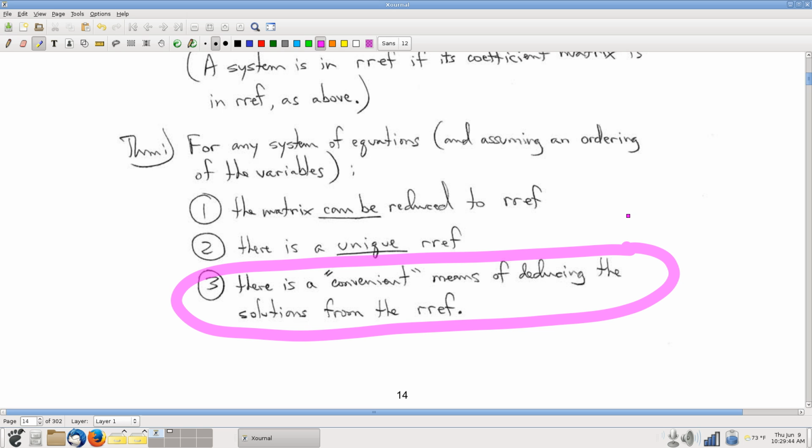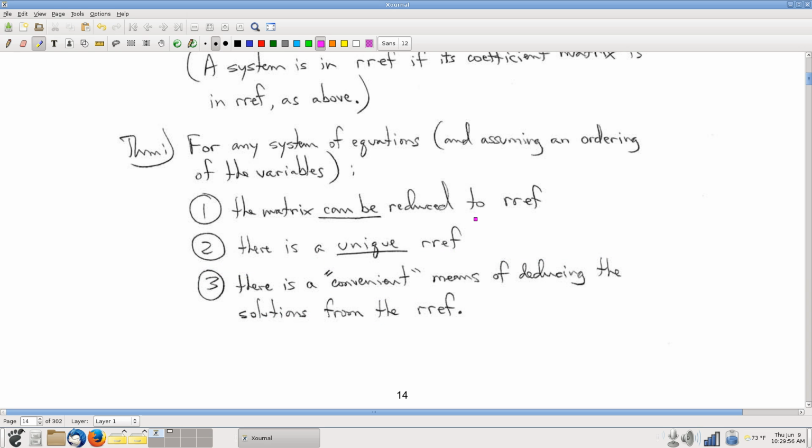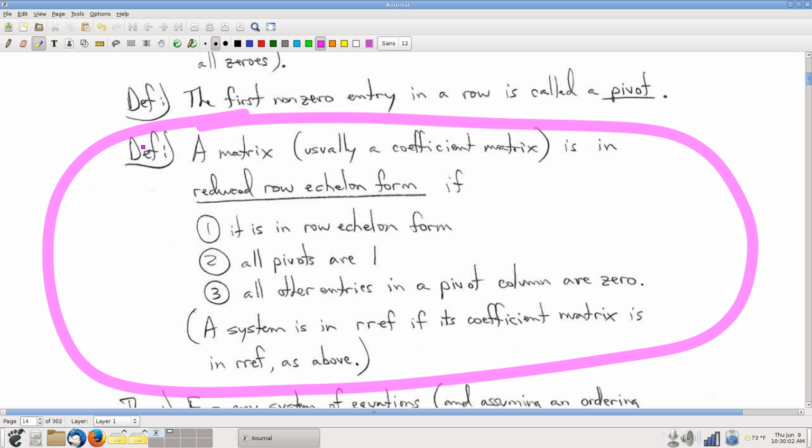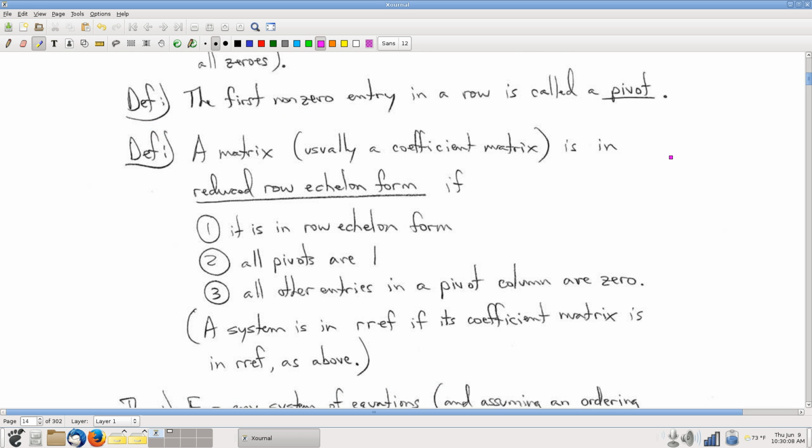Once you take a system and put its matrix into reduced row echelon form, there's a convenient means of getting the solutions at that point. Okay, so we'll talk about that in a few minutes. Now, first, I just want to go back to the rules and look at some matrices. What does it mean for all these rules to be satisfied?